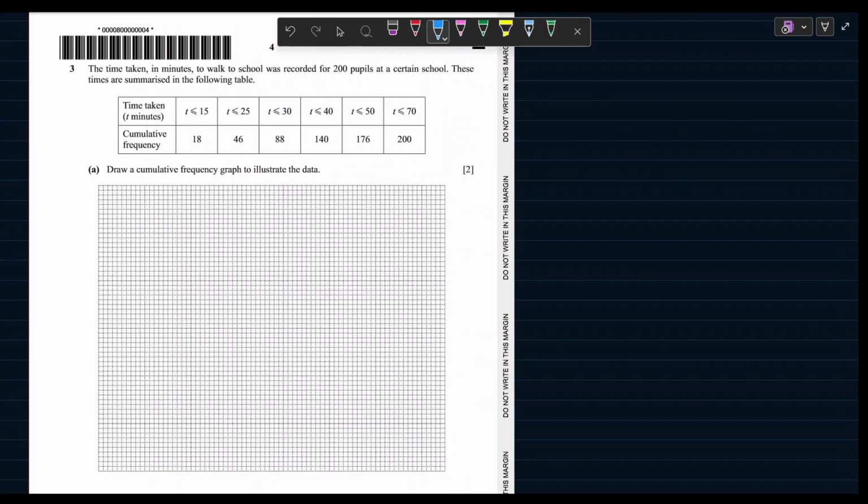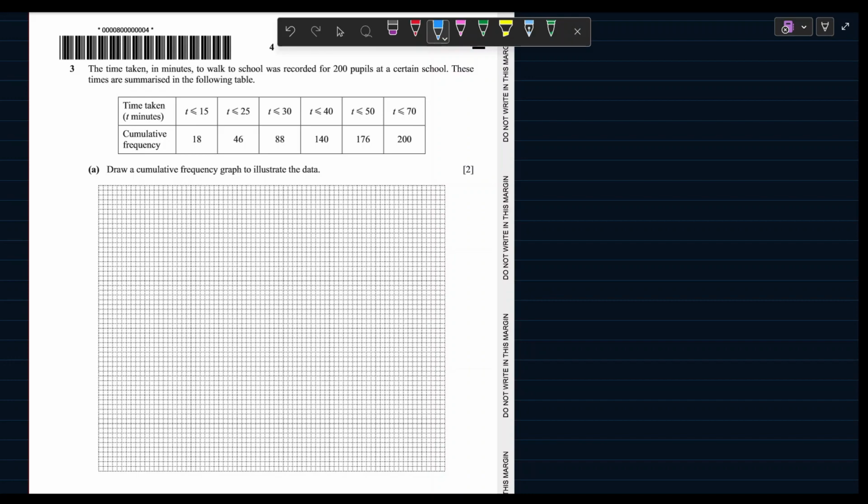Number 3: the time taken in minutes to walk to school was recorded for 200 pupils at a certain school. These times are summarized in the following table. All right, and we've got a table of time taken against cumulative frequency. Part A, draw a cumulative frequency graph to illustrate the data.